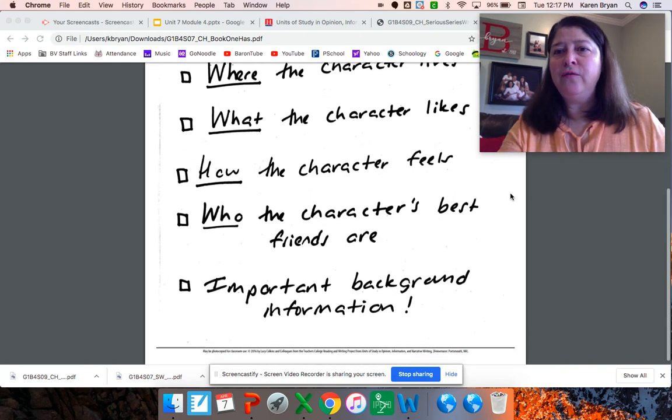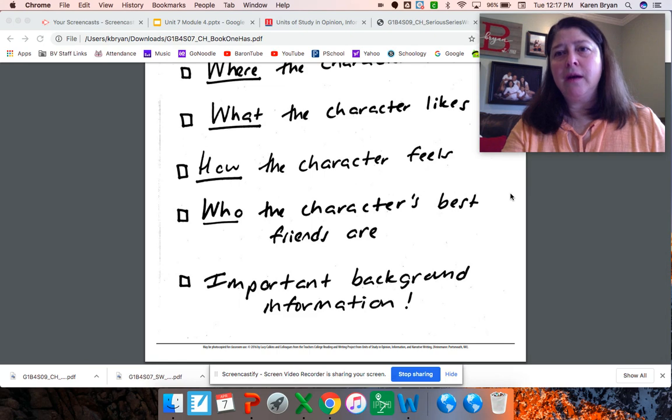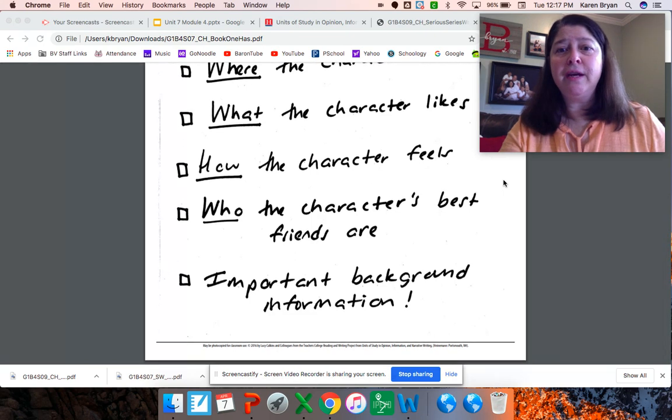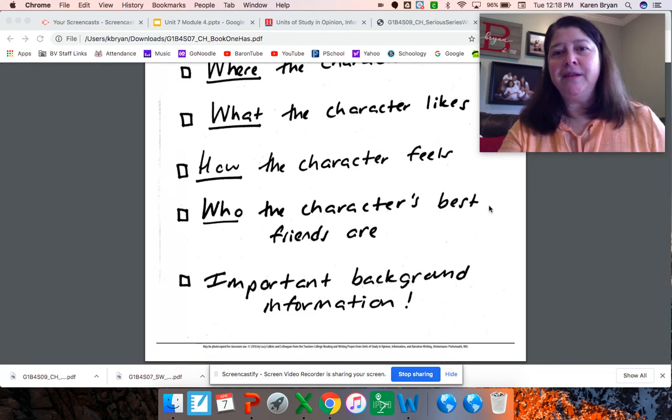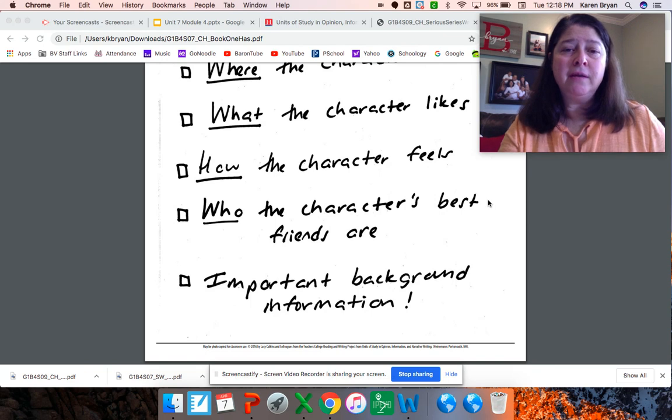How the character feels. Remember, we can tell a character's feelings from the way they look, from their actions, from what they do. We can tell their character's feelings from their words, lots of different things. Who the character's best friends are. Obviously, Henry and Mudge are a team right there, but many of the other stories that we listen to, we find out who the character's friends are in Nate the Great. Remember, Nate the Great has lots of good friends that help him solve problems.